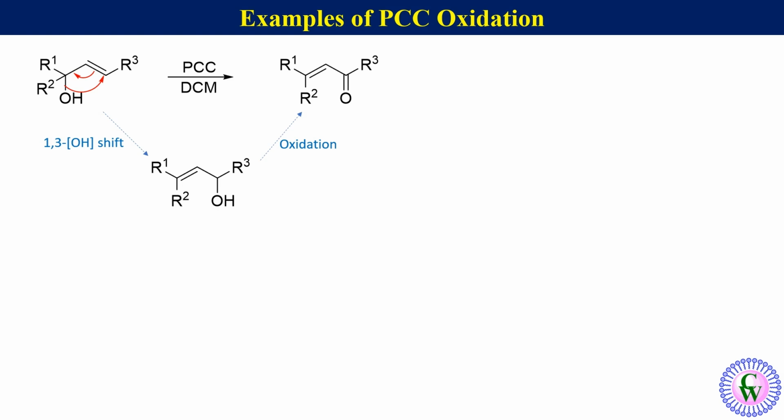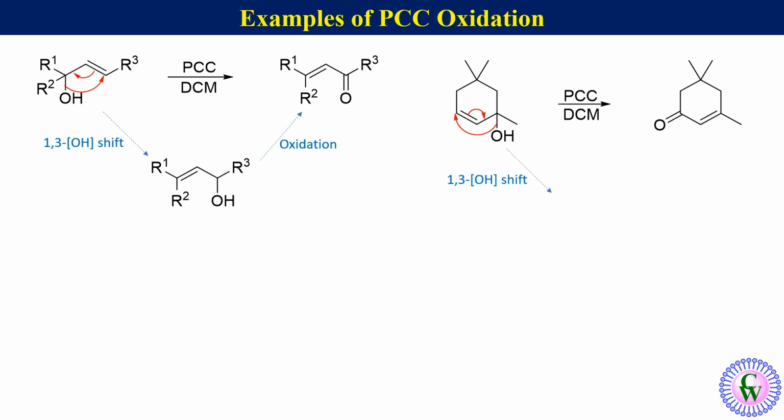For example, when 1,5,5-trimethylcyclohex-2-en-1-ol is treated with PCC, it produces 3,5,5-trimethylcyclohex-2-en-1-one. We can see that it would have been produced by 1,3 OH shift to produce 3,5,5-trimethylcyclohex-2-en-1-ol, followed by oxidation of secondary alcohol to ketone.